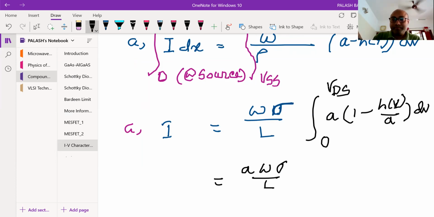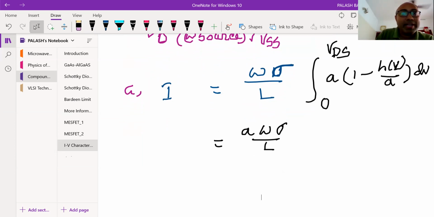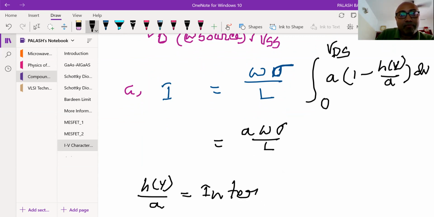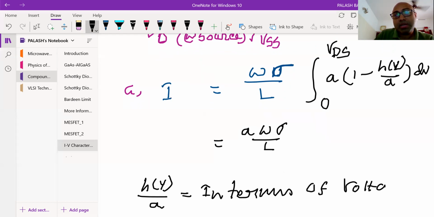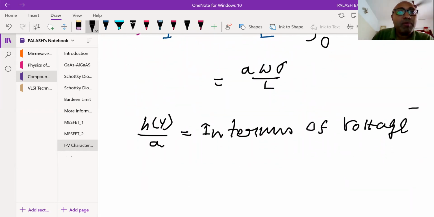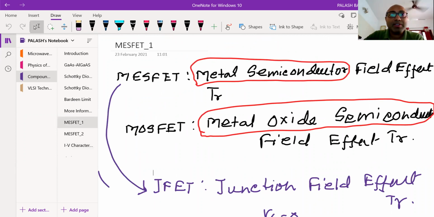Okay, and now we have to find out H(Y) by A in terms of voltage, then only can we put in this boundary condition, right? Now, what is H? But first of all, tell me what is A. Go back and check your last day discussion. I hope we have discussion on it.